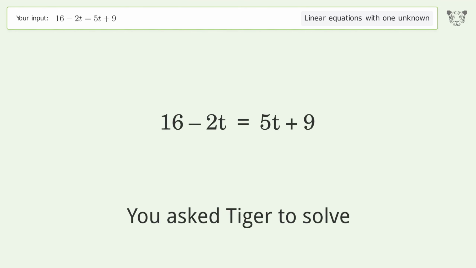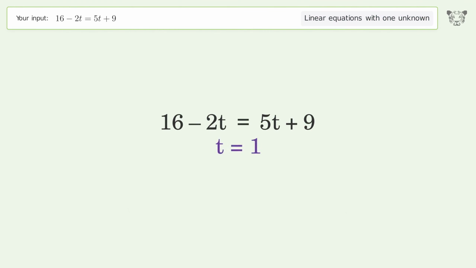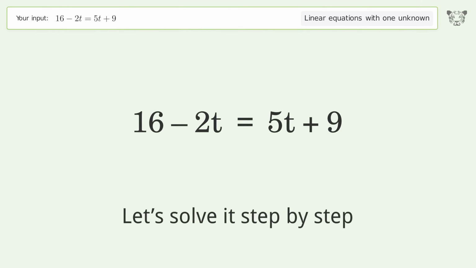You ask Tiger to solve. This deals with linear equations with one unknown. The final result is t equals 1. Let's solve it step by step.